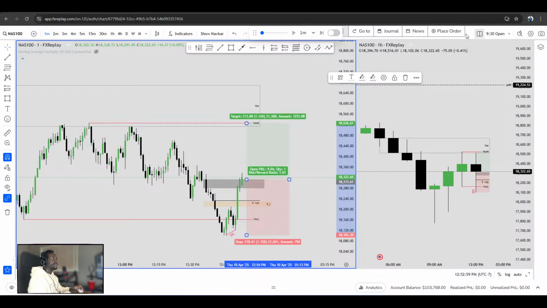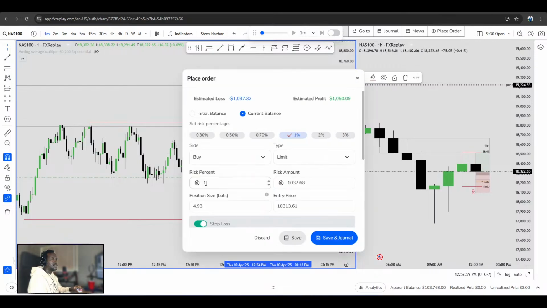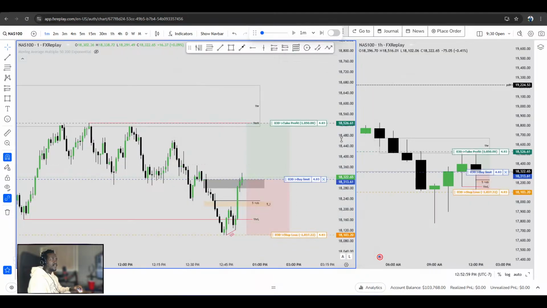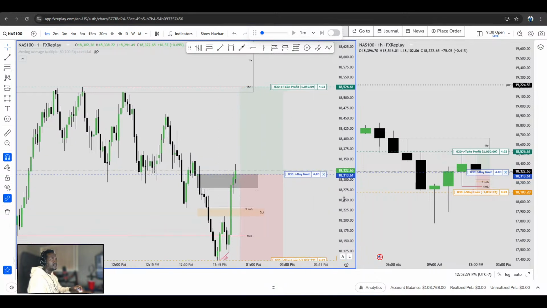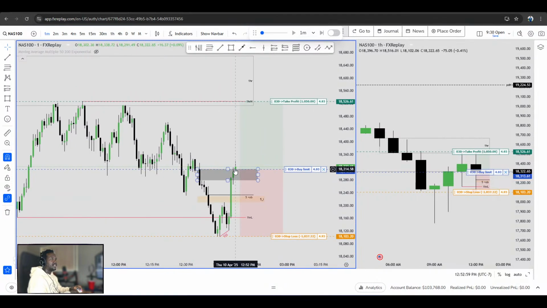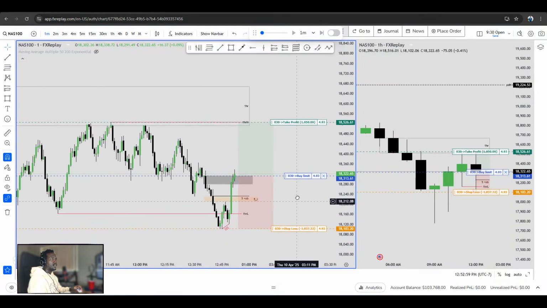Let's go. Place order. 1% limit. And we are in, so I need this thing to trade back to this zone. My stop loss is all the way down here simply because we have these fair value gaps here. It can easily come down here to shoot up. Well, let's see if this works.